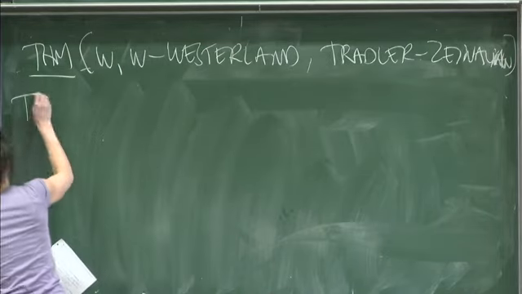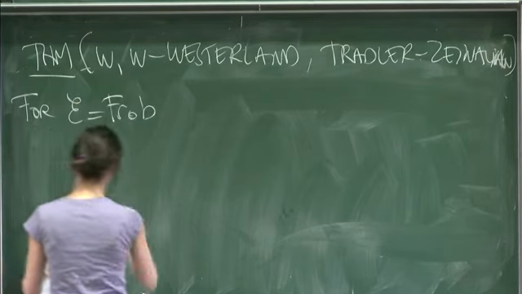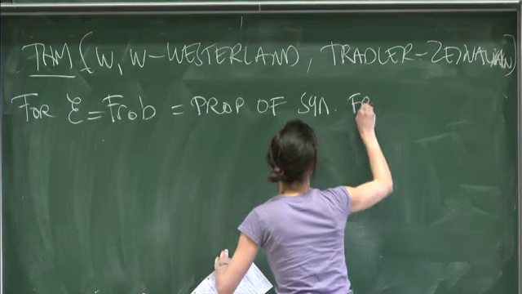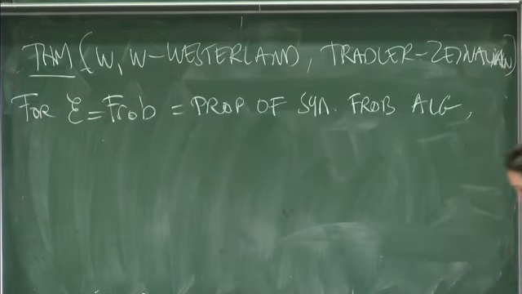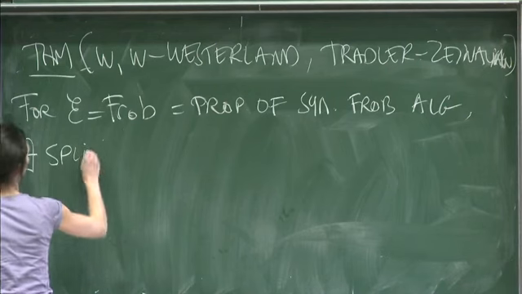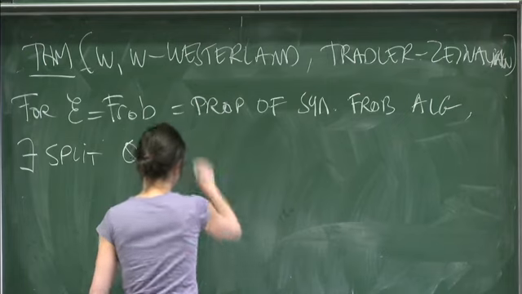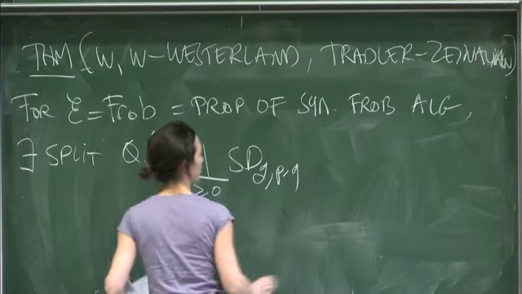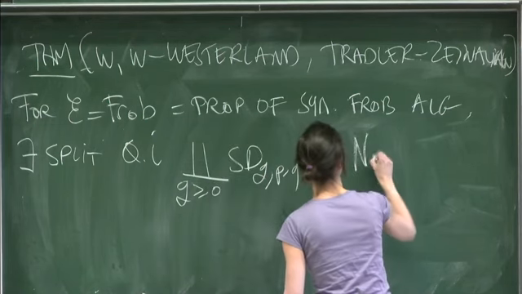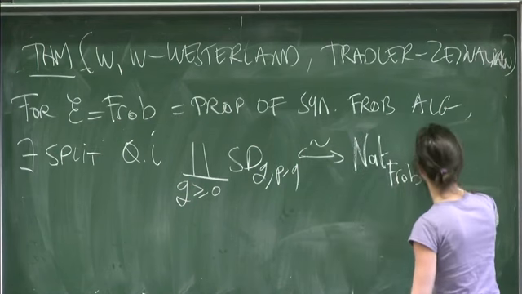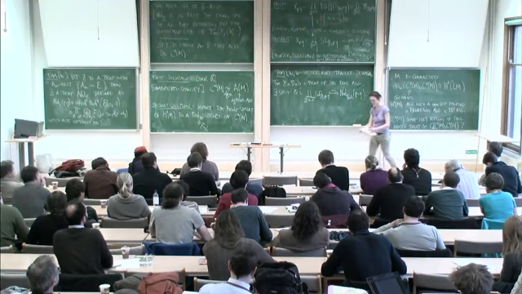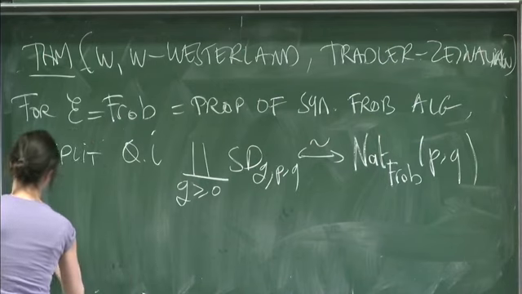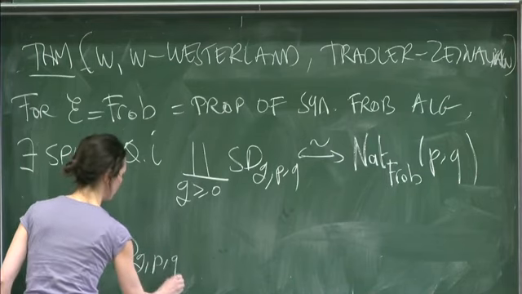For E, the prop of symmetric Frobenius algebras, so the trace is symmetric, there's a split quasi-isomorphism from these Sullivan diagrams, which I have not defined yet, SD(g,p,q), to the natural operations for this Frobenius prop from P to Q. So I'd better move on to saying what Sullivan diagrams are.